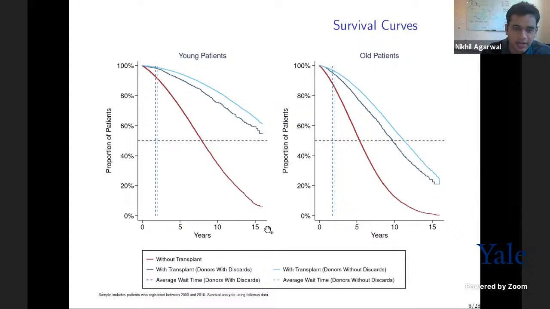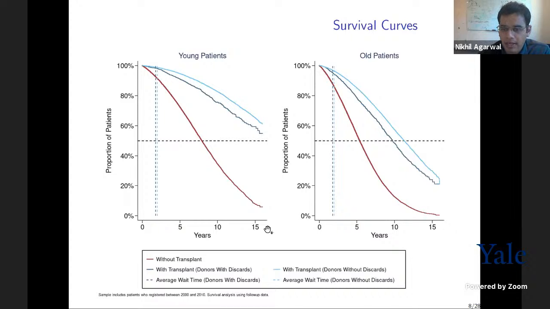So you can see the horizontal dashed line, which is the 50% line, intersecting at about 7 years. Older patients are expected to live not as long without a transplant, just over 5 years. Now, with a transplant, the blue lines show you that survival prospects are much better. So the transplanted patients are living much longer.